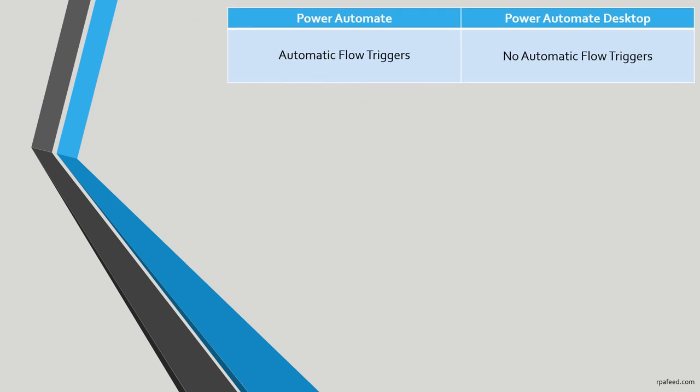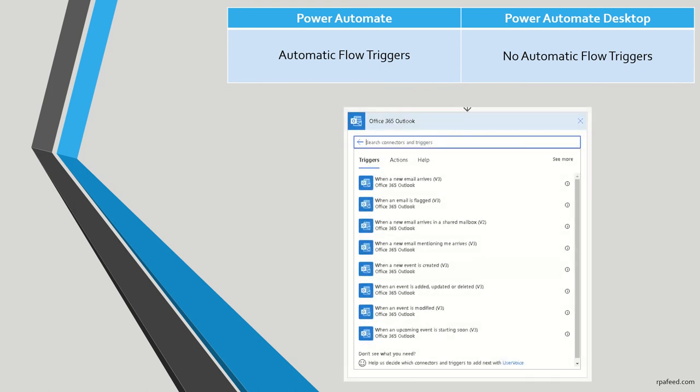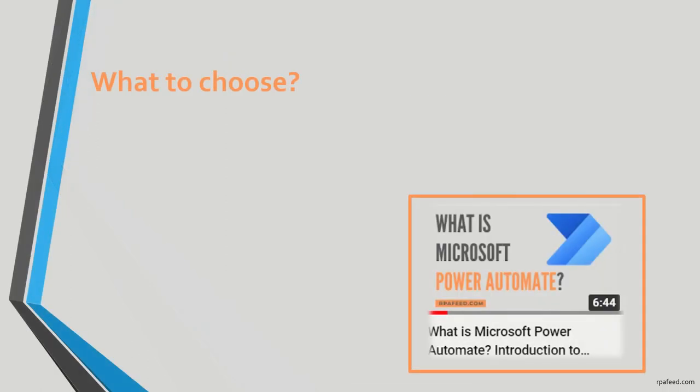In Power Automate, you have automatic flow triggers, whereas in Power Automate Desktop, you don't get this option. So this is how the flow triggers look like. When a new email is received, what to do? This was just an example with the Office 365 Outlook application. There are many other triggers available. Then that's all for the differences.